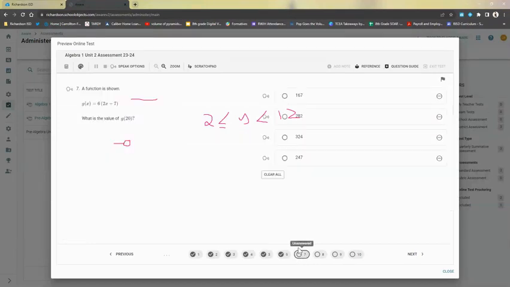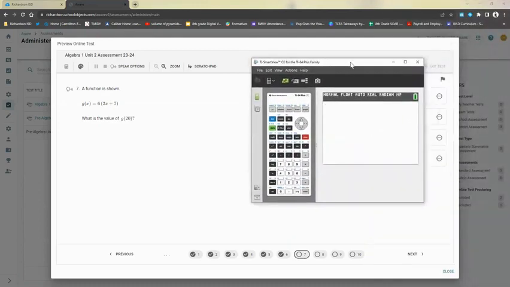Number 7. What is the value of 20 if we plug this in? What we have to do is type this in our calculator. So I'm going to grab my calculator, clear it out, click y equals, and type this function here.